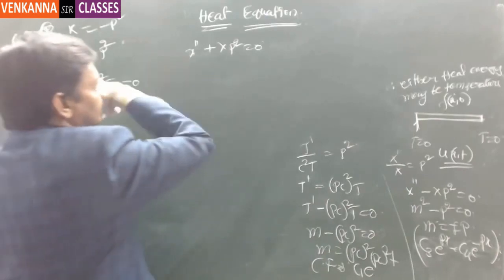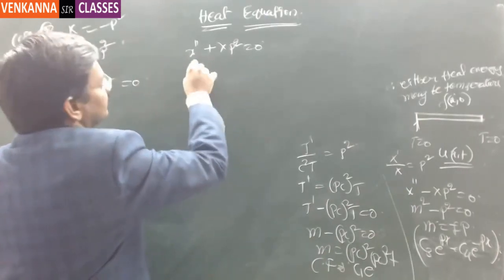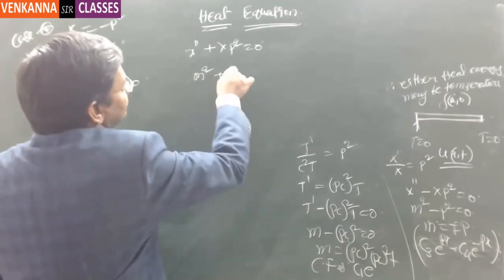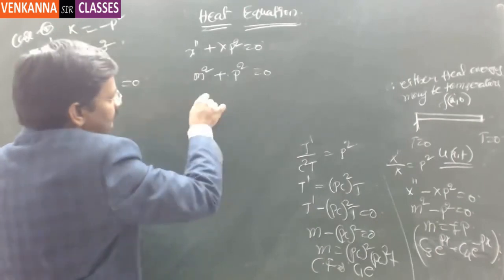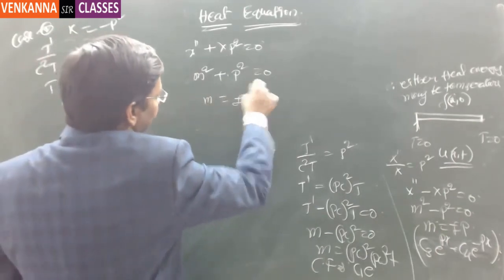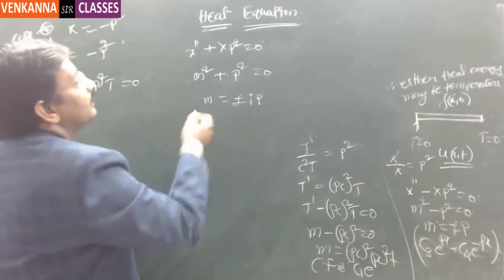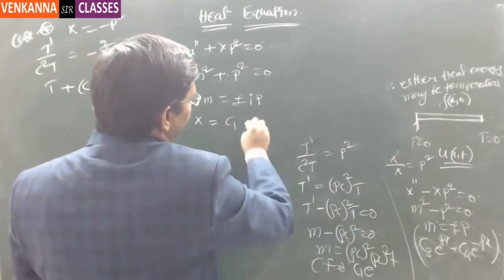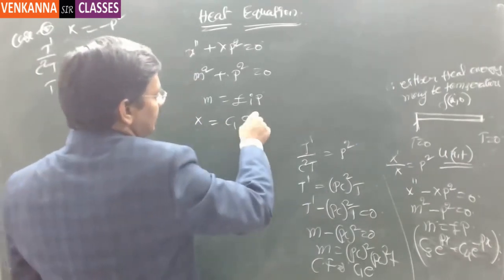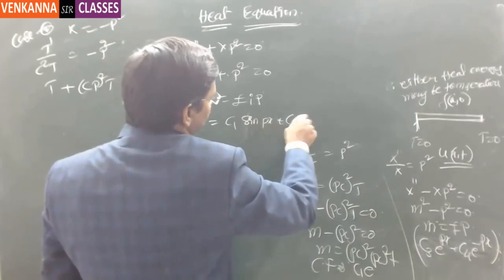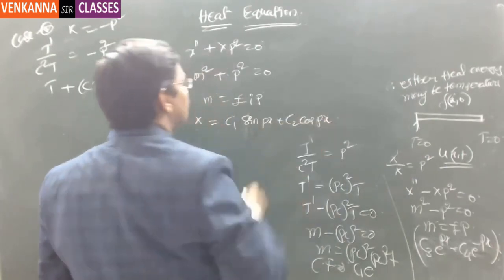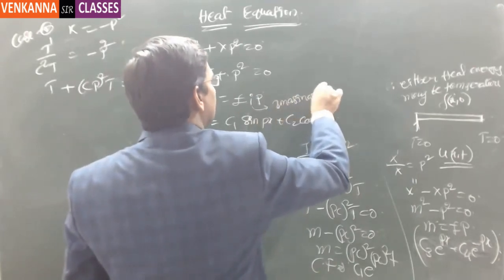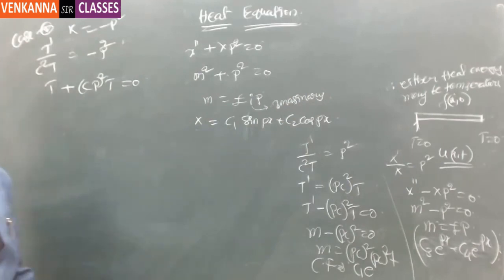Then for X double dash, the auxiliary equation is m square plus p square equal to 0, and m is equal to plus or minus ip. So the solution is X equal to c1 sin px plus c2 cos px. This is the solution because the roots are imaginary. For imaginary roots, the complementary functions are sines and cosines.